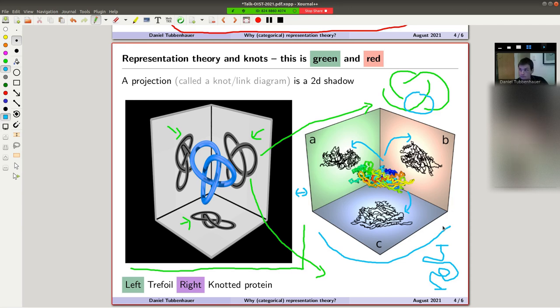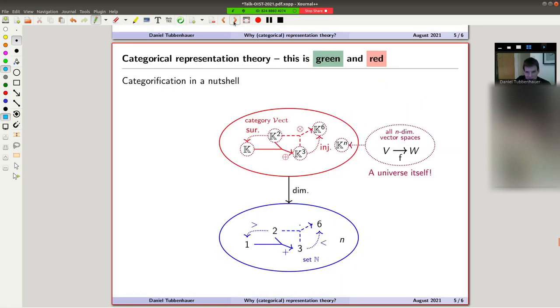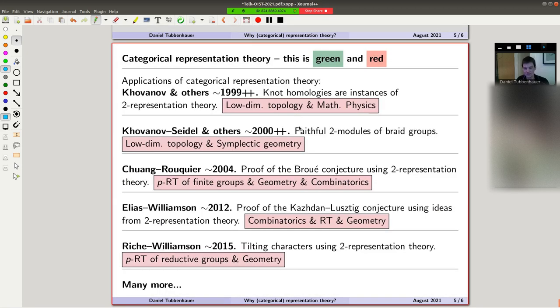Yeah, so Daniel, could you go back to your last slide? Absolutely. It takes a while, give me a second. Where you presented the final slide, yeah, this one. So these are past successes of categorical representation theory. That's right. So how do you think about the future? In addition to these, what new domains do you think you can apply categorical representation theory to?